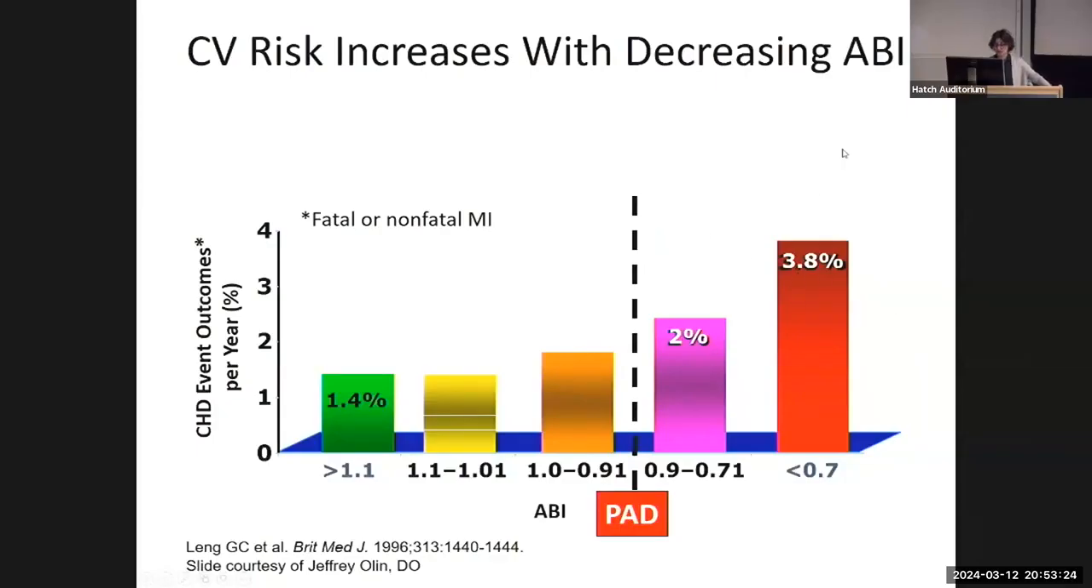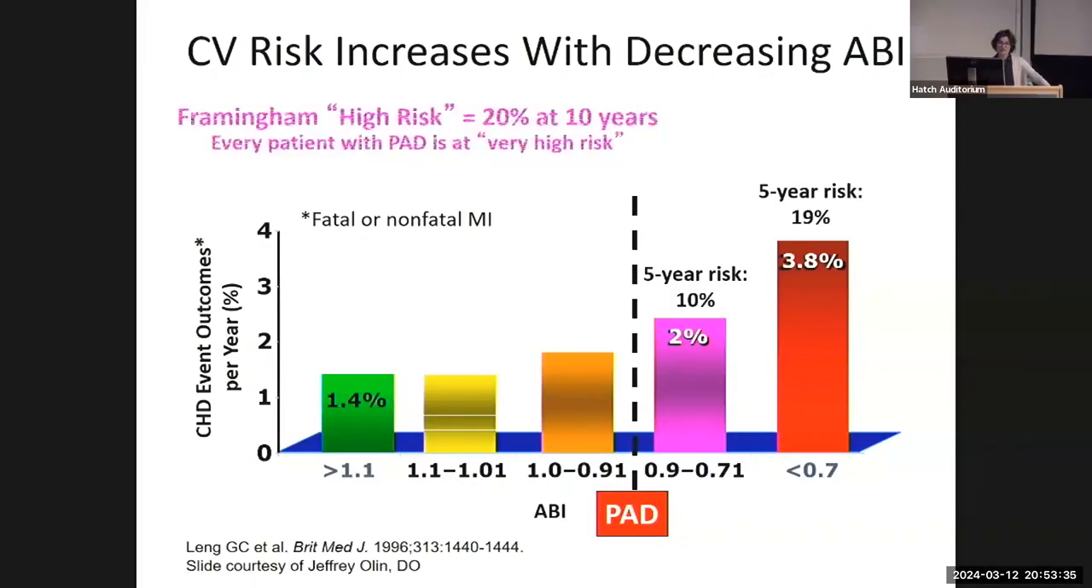So if you carry that out to 5 years, your risk is 10% with an abnormal ABI, almost 20% if your ABI is less than 0.7. And if you translate that into Framingham risk, which defines 20% at 10 years, every single patient with PAD is very high risk for cardiovascular events, okay? And we should be treating them appropriately. And the reality is we just don't do that.